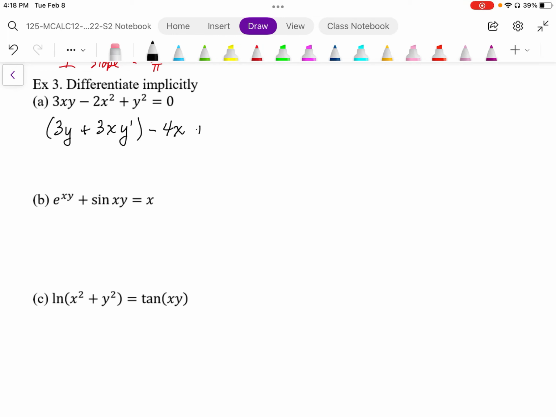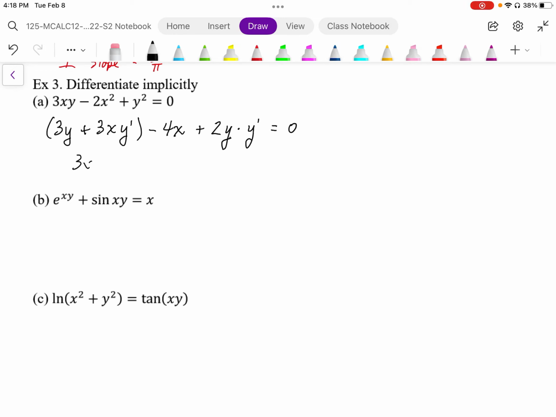You can stop there. Here I differentiate the outside function squared, but there's a y embedded, so I have to apply chain rule. Okay, so there's my implicit derivative. Now what is implied is I really should solve for y prime.